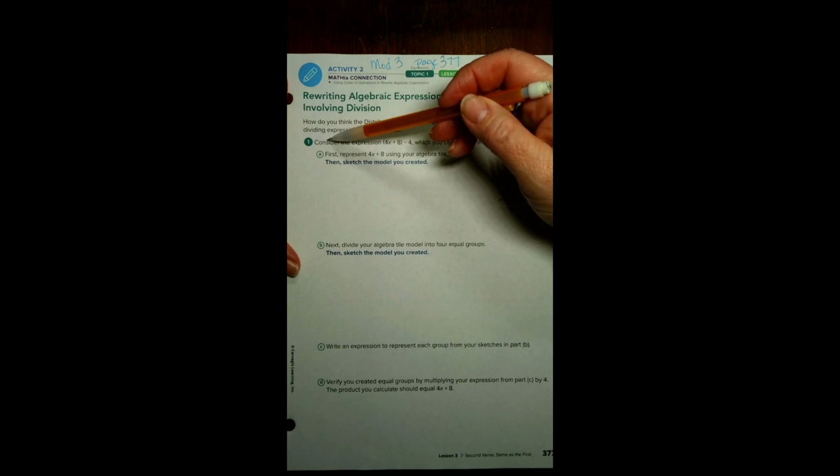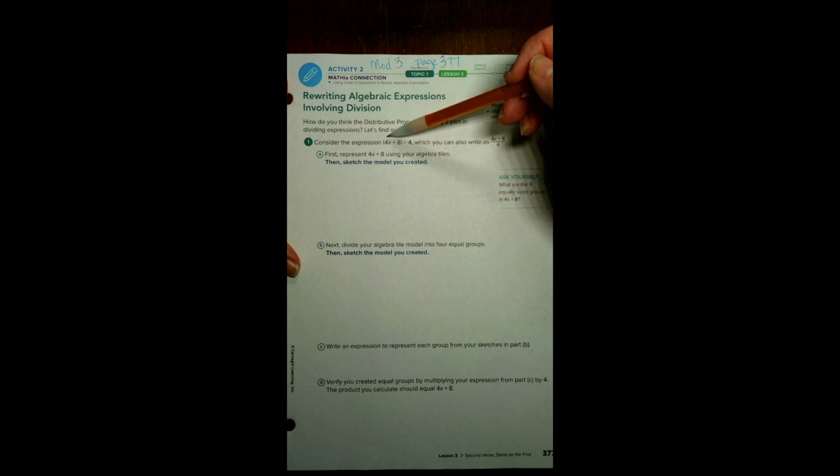Hi everyone. Okay, we are moving on to the next activity in Module 3, Topic 1, Lesson 3, Activity 2, page 377. Rewriting algebraic expressions. Now we're going to be involving division. Model with mathematics. Use appropriate tools strategically. Okay, so we have an ask yourself question when we get there.